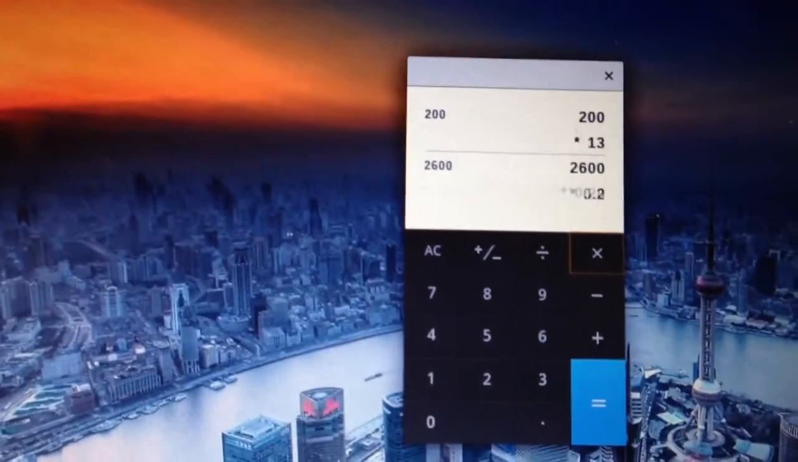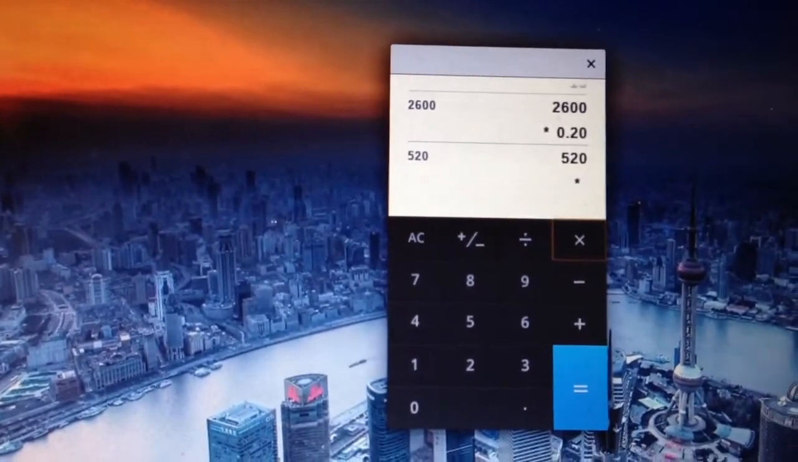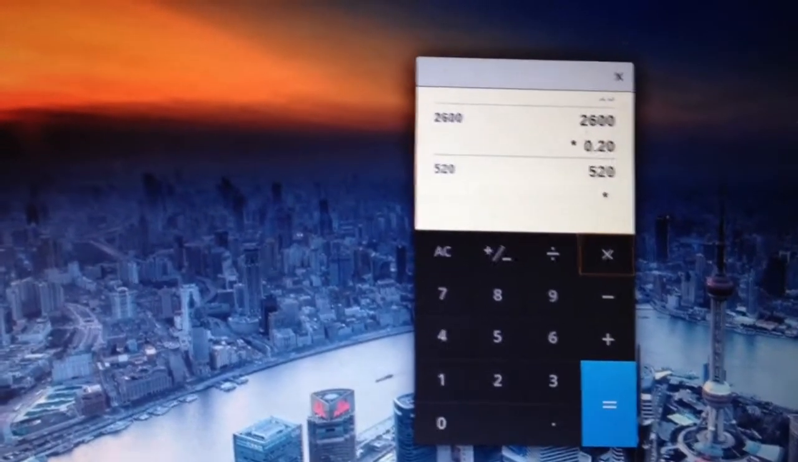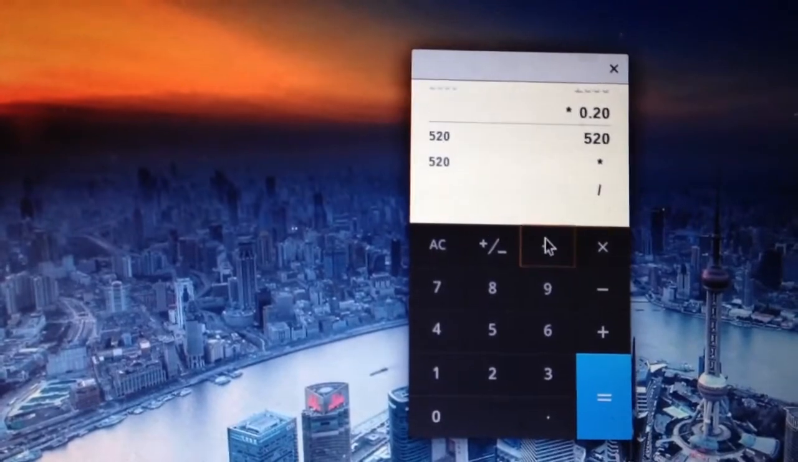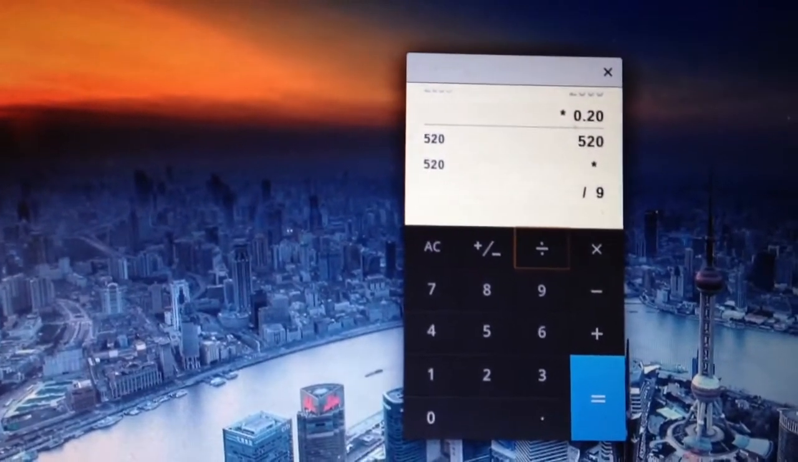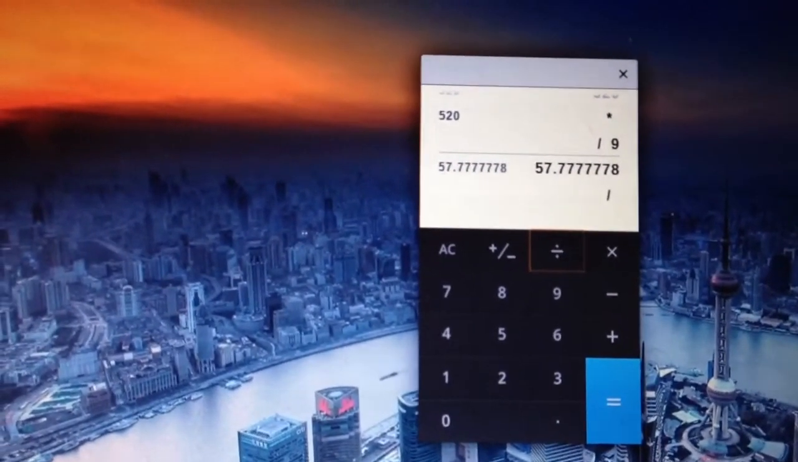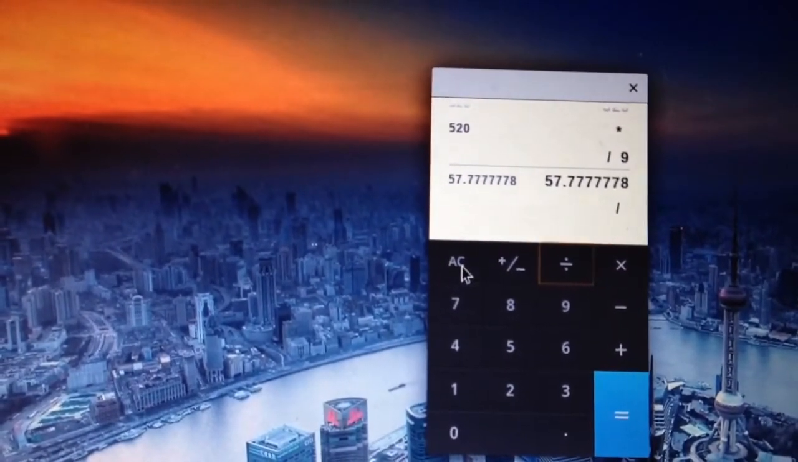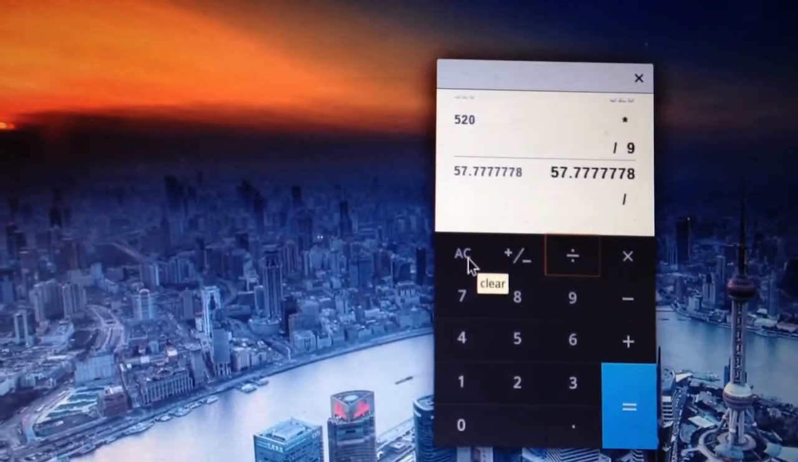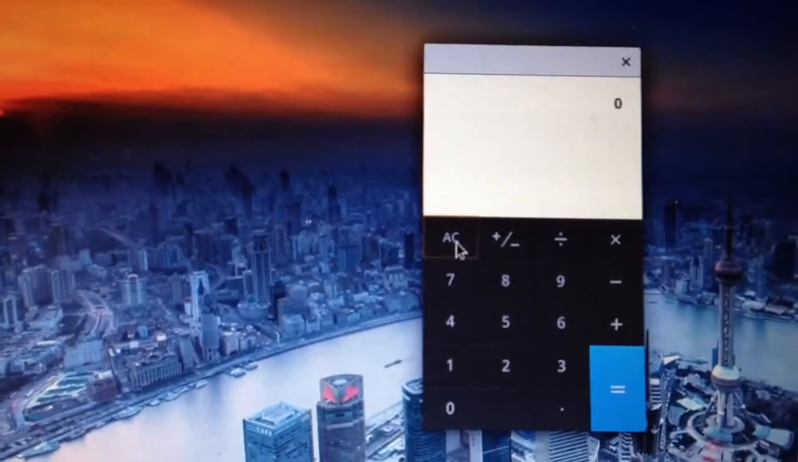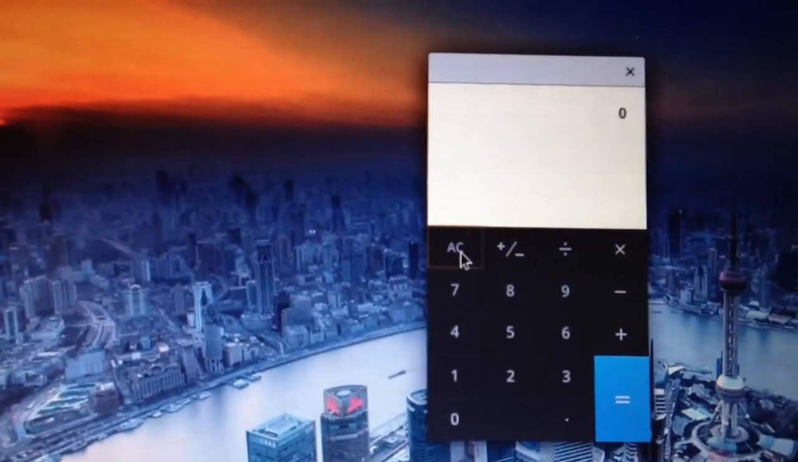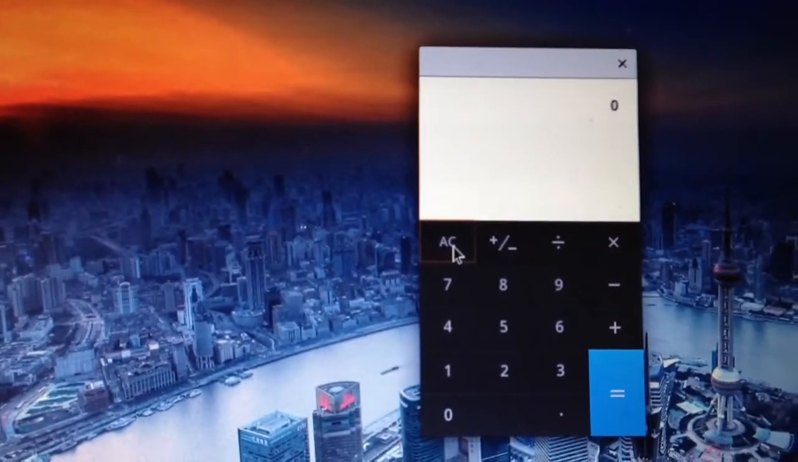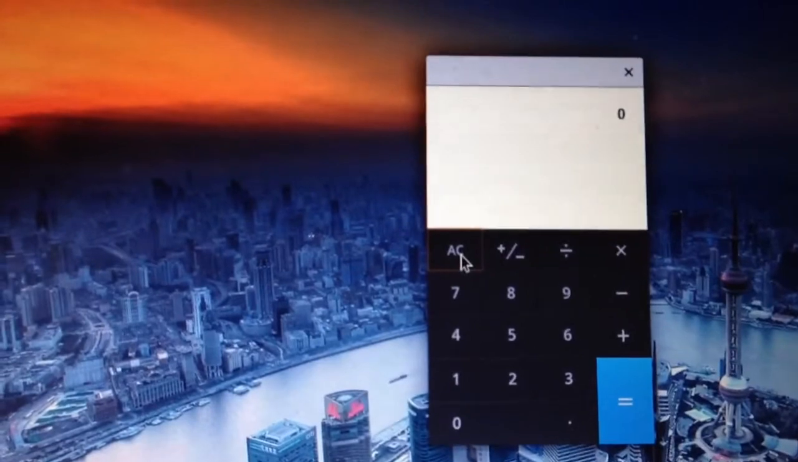Y'all should know the answer to this. It's going to give you 520 calories. Then you're going to divide that by 9, because we just did it on the other one. That's going to give you 57 grams a day of fat. Now we're going to clear it out. And now we're going to find out 30% of this is going to be our protein. 30% going to be our protein.